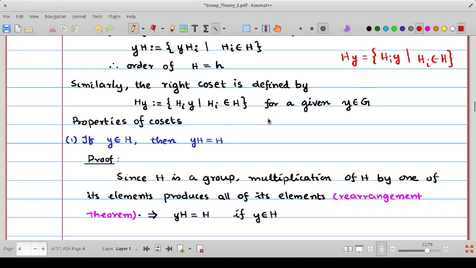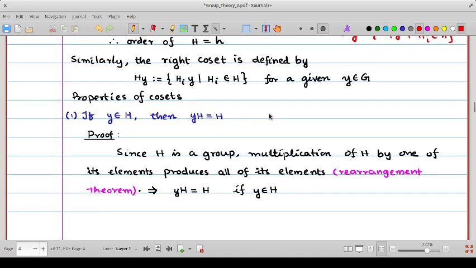So now we discuss some of the properties of the cosets. First one: we have a subgroup H of G and we take y to be an element of H itself. Then the coset yH is equal to the subgroup H itself.